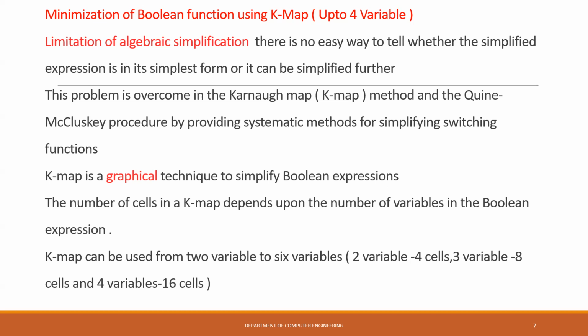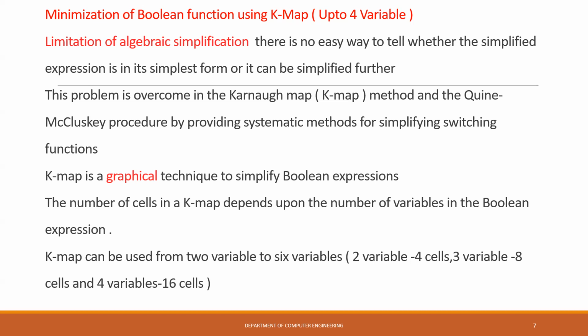The limitation of algebraic simplification is that there is no easy way to tell whether the simplified expression is in its simplest form or can be simplified further. Means we cannot say this is the last or final simplified step by using the algebraic simplification method. This problem can be overcome by using the K-map method as well as the Quine-McCluskey method.